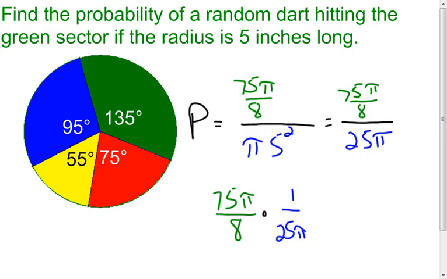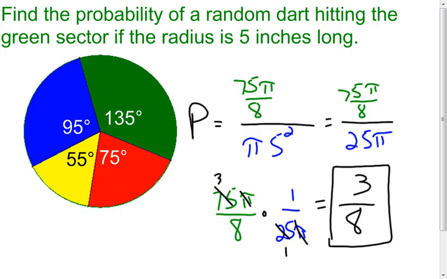Now the reason I do that is because now I can do some simplifying. My pi's are going to divide out. The 25 is going to become a 1, the 75 is going to become a 3, and now I have some pretty easy multiplication. 3 times 1 in the numerator, 8 times 1 in the denominator. The probability of my random dart hitting the green sector is going to be 3/8. So that's one way to calculate it.